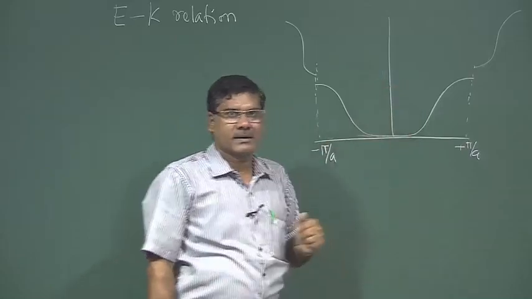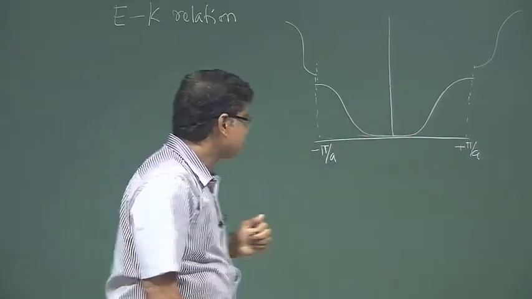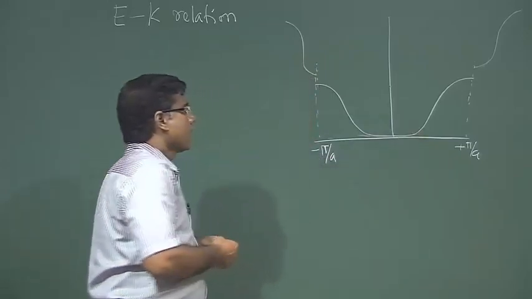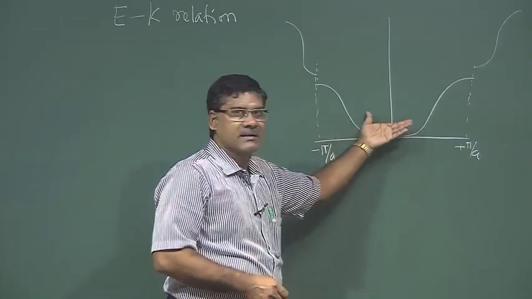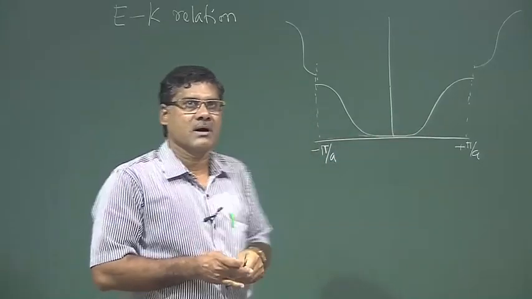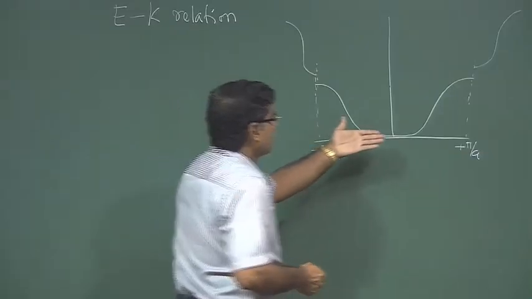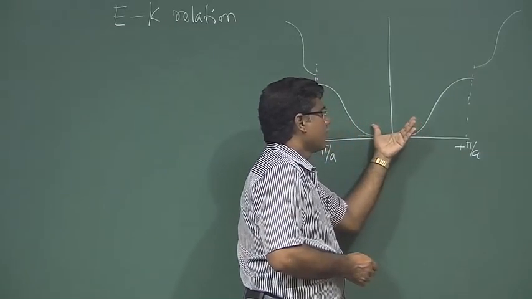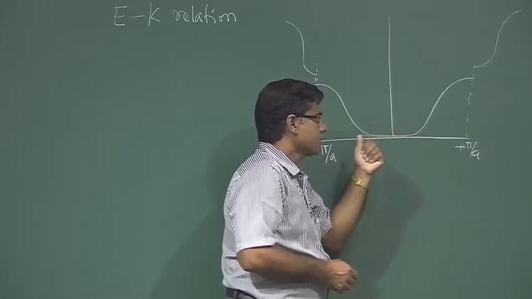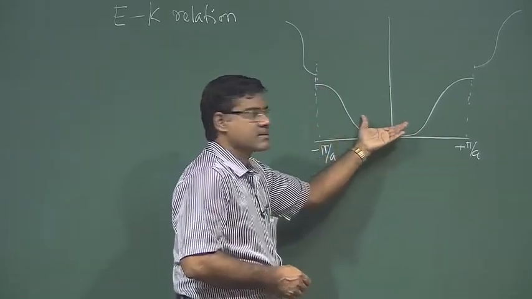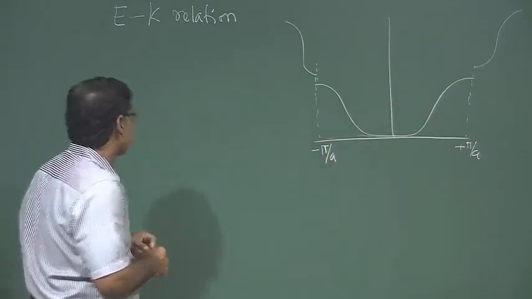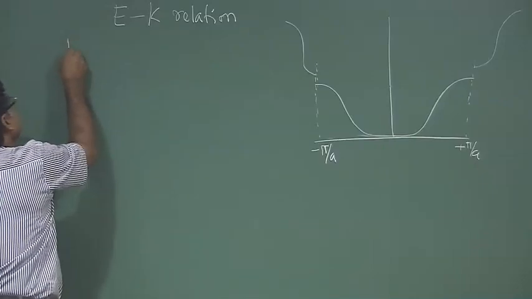Now, in this first band, the first Brillouin zone, we have energy levels, right? Energy levels means there are corresponding wave functions, or k states. So how many states, or wave functions, or orbitals are present in a band? That we have calculated in the last class.